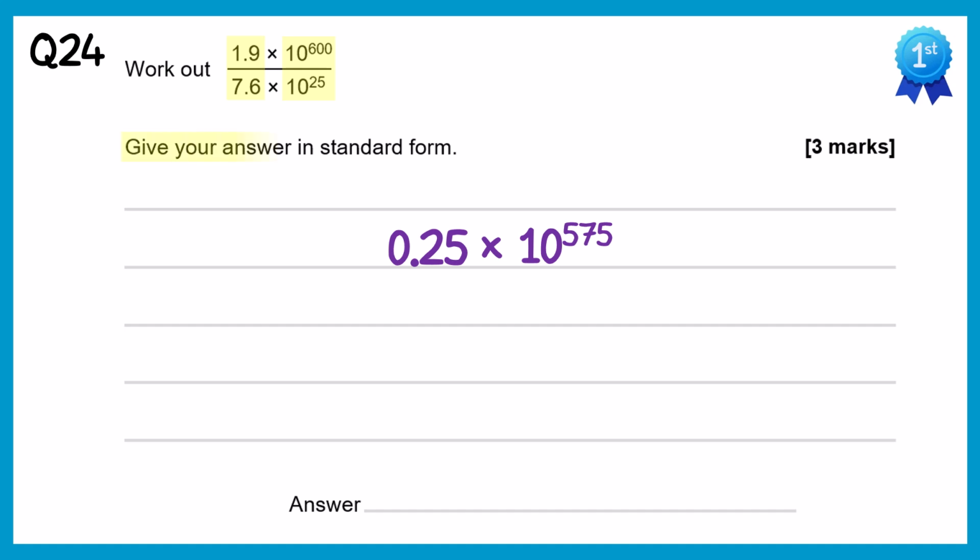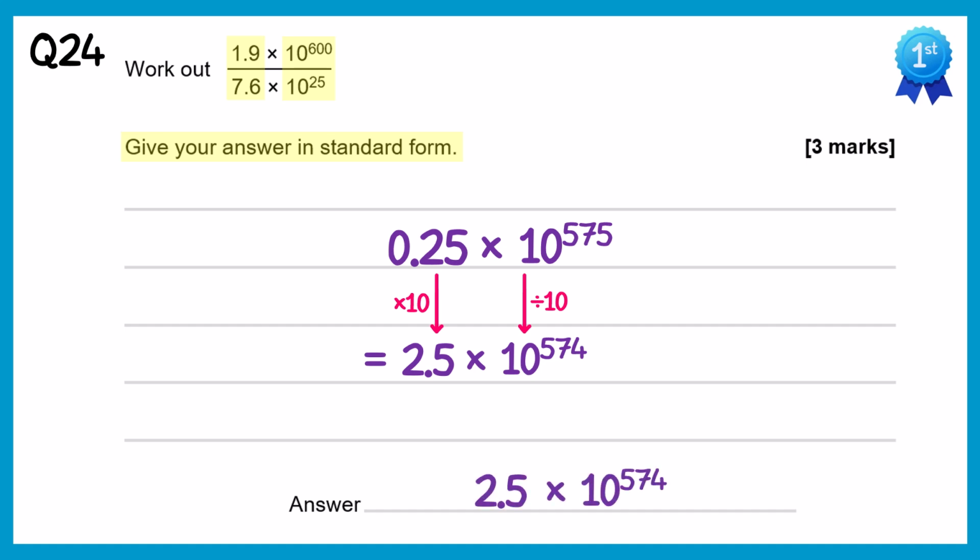The question does say to give your answer in standard form though, and this is not in standard form, because that first number needs to be between 1 and 10. We can correct this though by multiplying 0.25 by 10, which would give you 2.5. But to keep the number the same, we also need to divide this by 10. If you divide it by 10, its power will reduce by 1, since there's 1 fewer 10s. So it's 10 to the power 574. This is now in standard form, so it's the answer to the question.